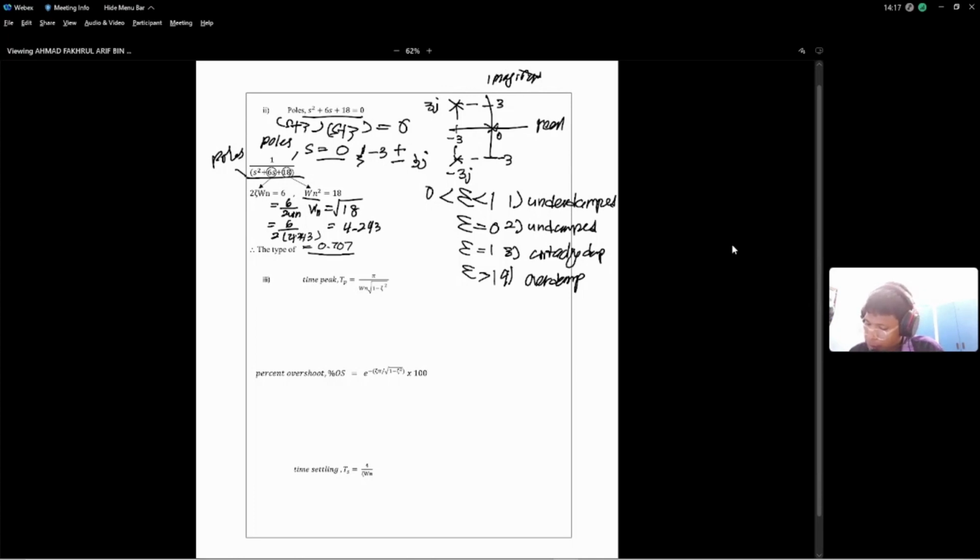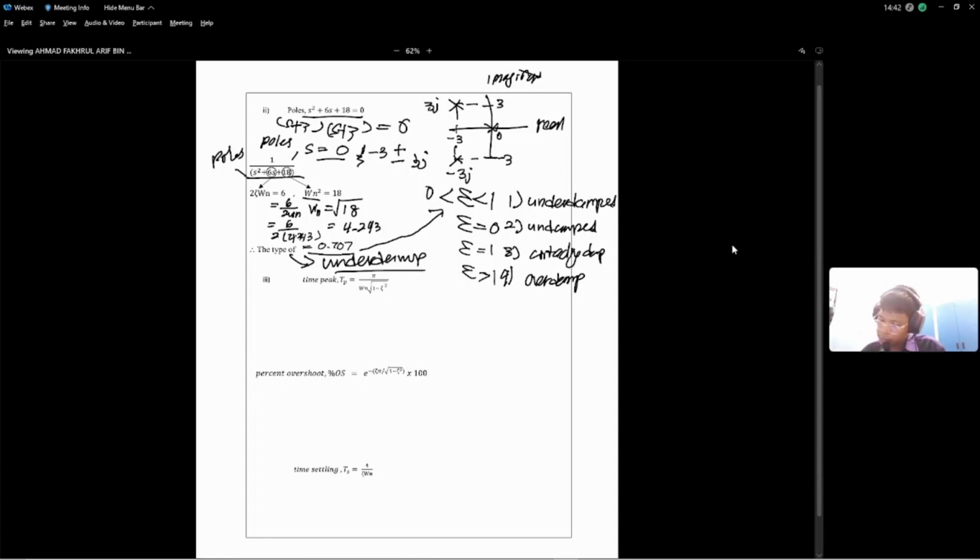Okay, so this is the damping ratio. The damping ratio is 0.707. Because of that we can conclude that the system response is underdamped, because the damping ratio is lesser than 1 but above 0. So the type of the system response is underdamped.